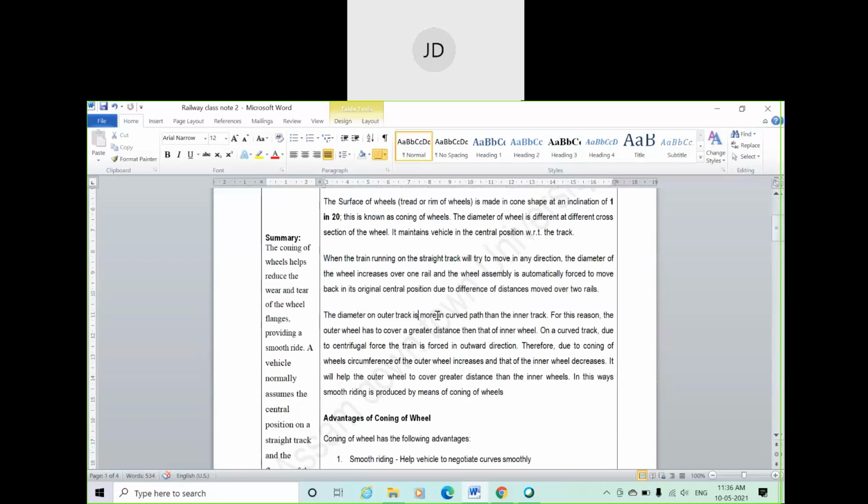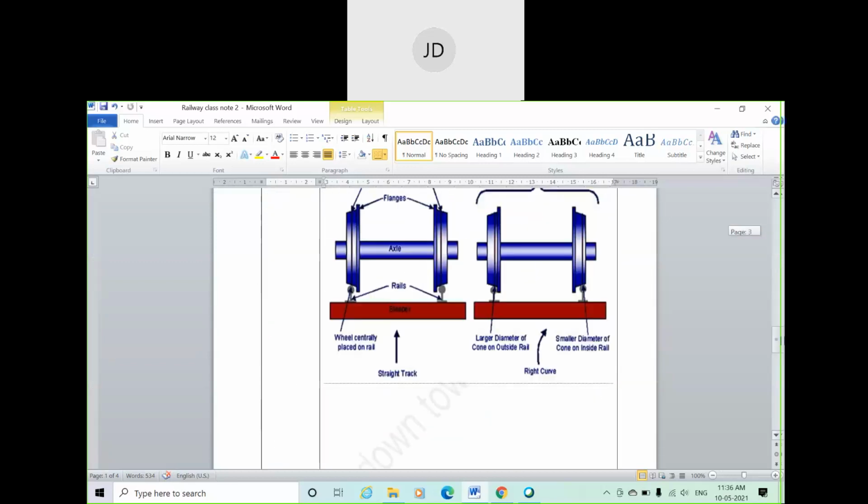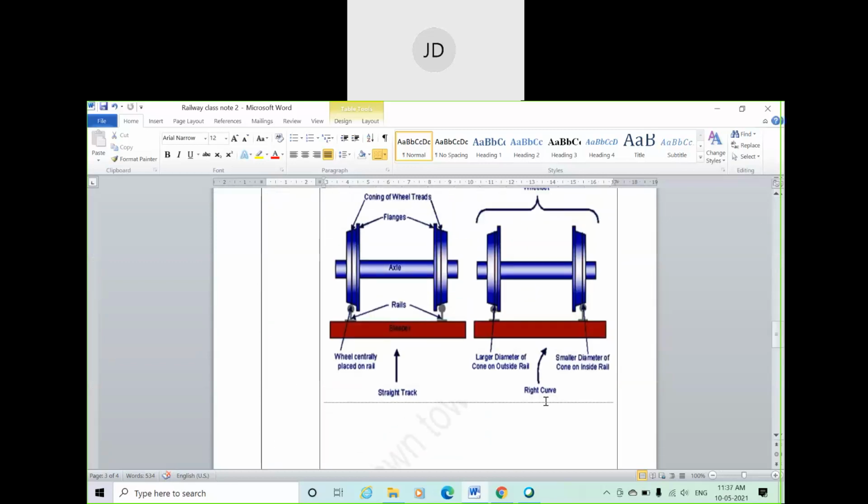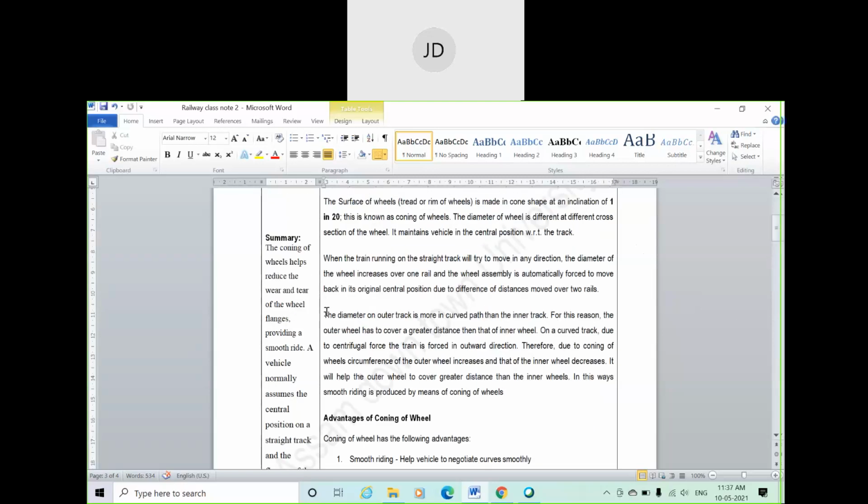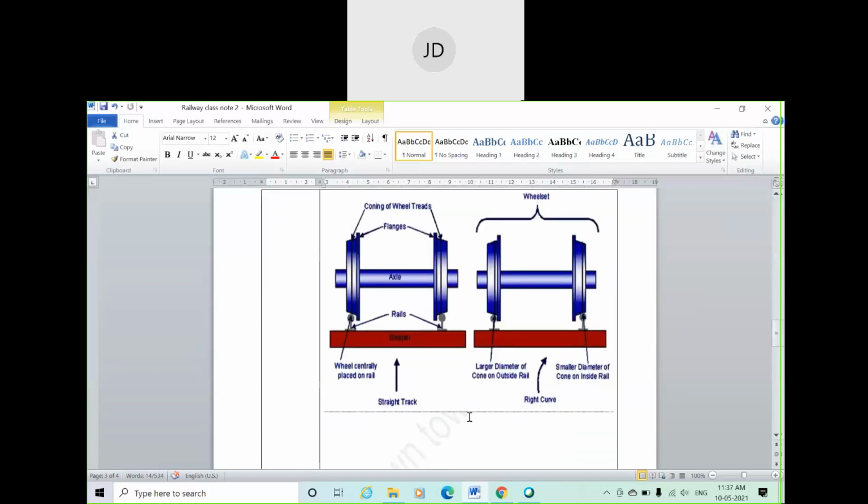Okay. Now we'll discuss curves. Suppose we are considering a right curve. That means in a right turn, in a curved track. In that case, the diameter of the outer track is more in a curved path than the inner track. That means if you consider a curve, okay, I'll draw one curve here. Suppose I'm drawing a curve like this. Okay, so suppose this is a right curve or right track.